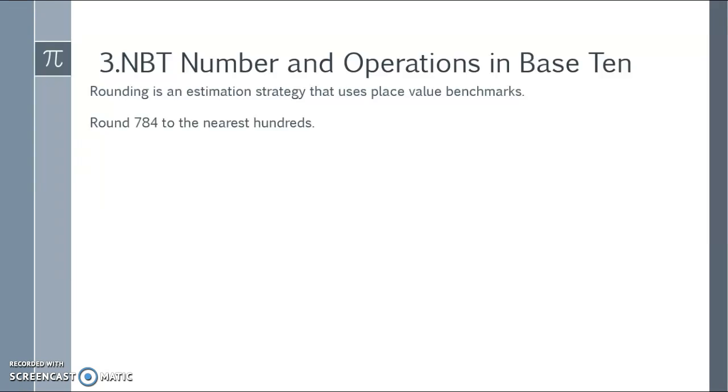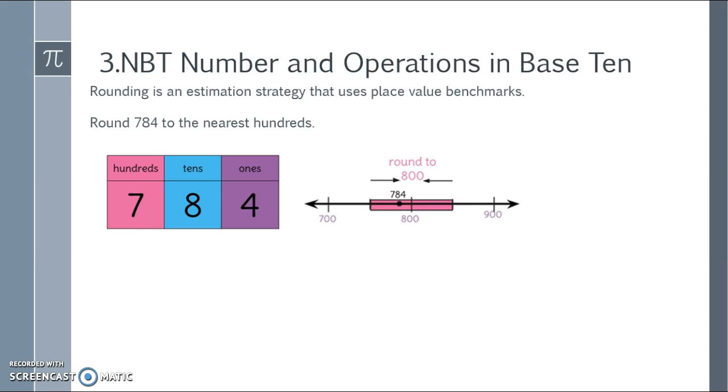Rounding is an estimation strategy that uses place value benchmarks. So when I think about the number 784 and we want to round to the nearest hundred, looking at it in its hundreds chart would be appropriate. So I look at 784 and I've got it placed here on a number line so we can see the number. Notice that 784 is much closer to 800 than it is to 700. And notice when I'm rounding, the range in which we would round to 800 is located in pink there.